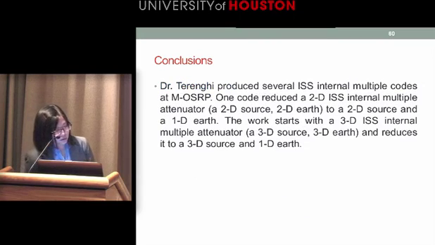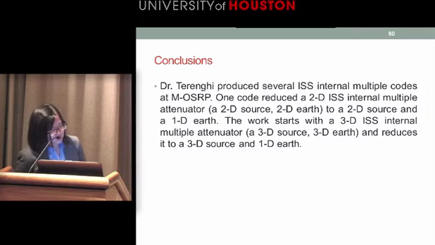And thanks to Dr. Terenghi. Dr. Terenghi has produced several SS internal multiple codes at M-OSRP, and one code reduced the 2D SS internal multiple attenuator, 2D source, 2D Earth, to a 2D source, 1D Earth. This work starts with a 3D source. Assume a 3D source SS internal multiple, and then do the same thing, reduce it to a 1D Earth, and the data requirement is the same.